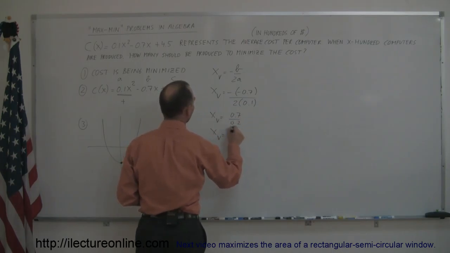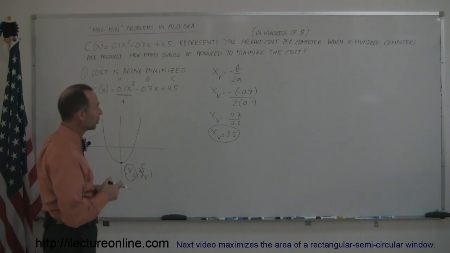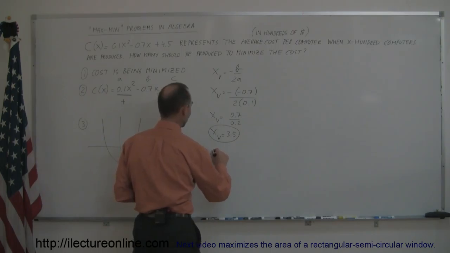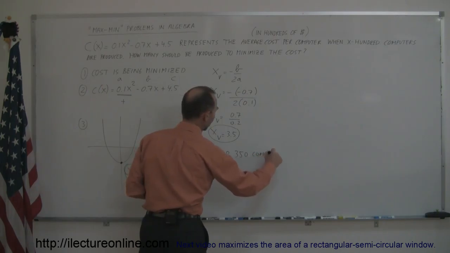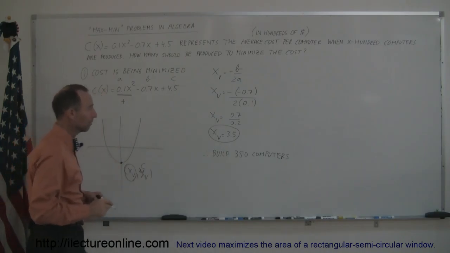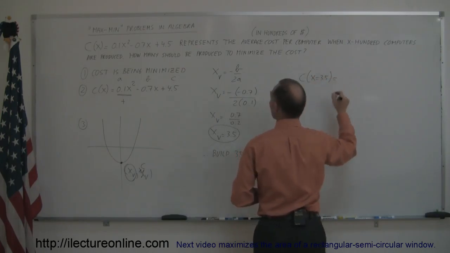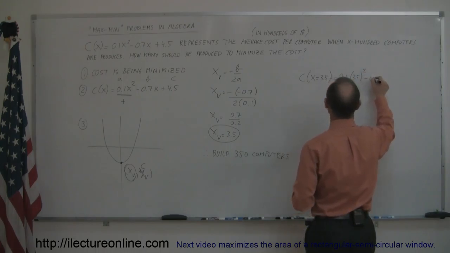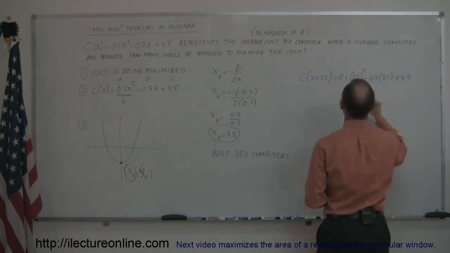So x sub v is equal to 3.5. What that means is when x is 3.5, and of course x is hundreds of computers, we should have minimum cost. Therefore, we can say that we need to build 350 computers. And what will then be the minimum cost? Well, we can plug the value for x into the cost function. So c, when x is equal to 3.5, is equal to 0.1 times 3.5 squared minus 0.7 times 3.5 plus 4.5. All right, let's work that out.